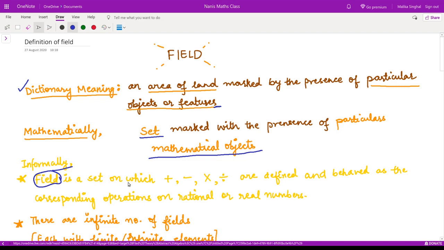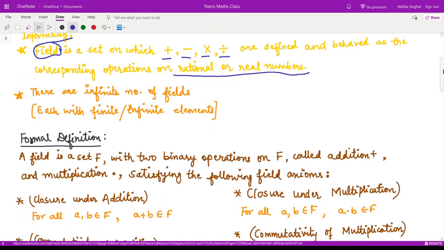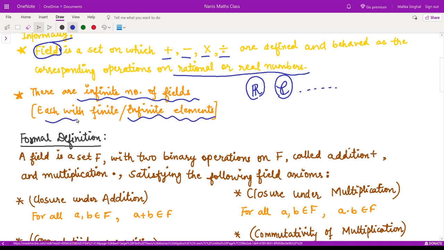A field is a set on which addition, subtraction, multiplication and division are defined and behave as the corresponding operations on rational or real numbers, as we have done in earlier classes like in arithmetic and algebra courses in our school, right? So there are an infinite number of fields. For example, we have the field of real numbers, we have the field of complex numbers and so on. These contain infinite elements, but there are certain fields which have a finite number of elements also. We'll see those in the next videos.